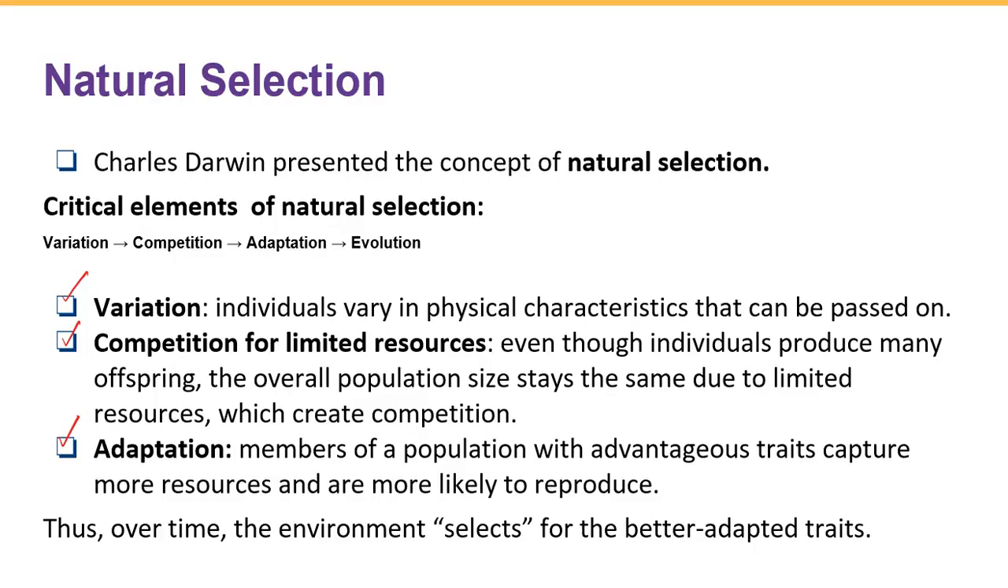Adaptation refers to traits that help an organism survive and reproduce. Individuals with these advantageous traits are more likely to capture resources and have babies. So over time, the environment selects these traits, so they become more common in the population. For example, giraffes with longer necks can reach more leaves, survive better, and have more offspring. So basically, variation, competition, and adaptation work together over time to shape populations and drive evolution.